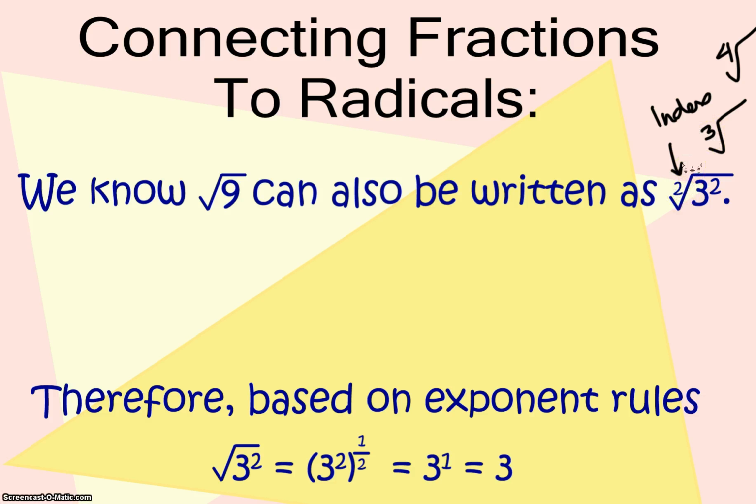So square root of 9 can also be written as the square root of 3 squared. So based on the exponent rules, the square root of 3 squared equals 3 squared to the 1/2, which equals 3 to the 1, which equals 3. And that just means you are multiplying these fractions. 2 times 1 is 2, and 1 times 2 is 2, so that's 2 divided by 2, so that's where you get the 3 over 1.